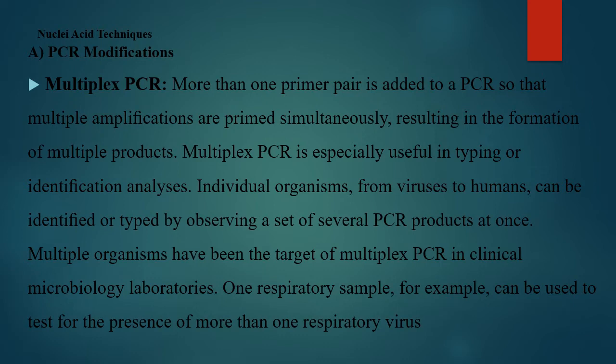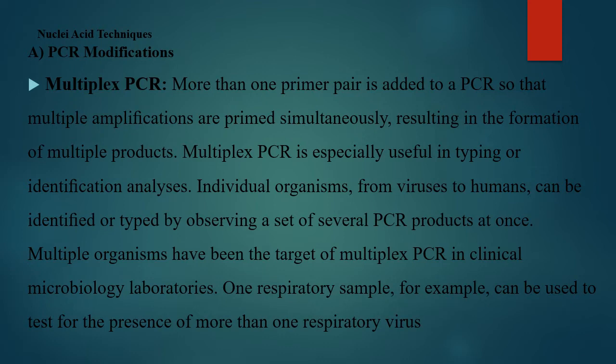Now the first modification we look at is the multiplex PCR. More than one primer pair is added to a PCR so that multiple amplifications are primed simultaneously. You are doing the PCR, but you're not concerned about just one particular chain reaction; you have a complex, so you have more than one primer in there, resulting in the formation of multiple products. So your output will not contain only one particular portion of the gene replicated, but a series of them.